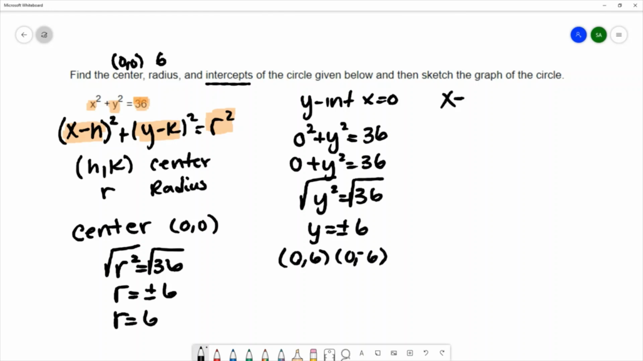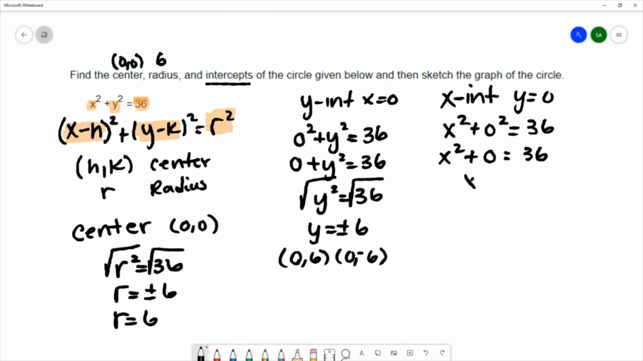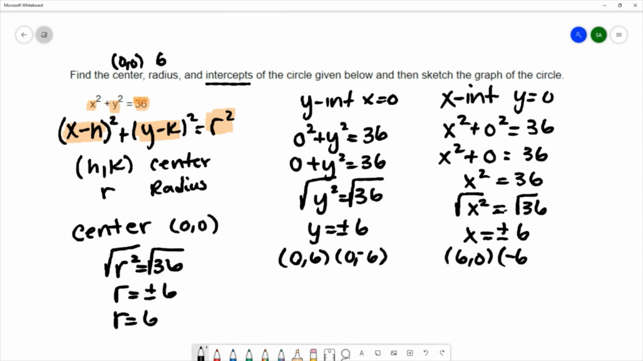Then I'll find the x-intercepts by letting y equal 0. I'll substitute a 0 in for y to give x squared plus 0 squared equals 36. 0 squared is 0. X squared plus 0 is x squared. And then I'll square root both sides to solve for x. That gives me x equals plus and minus 6. We have x-intercepts of (6, 0) and (negative 6, 0).